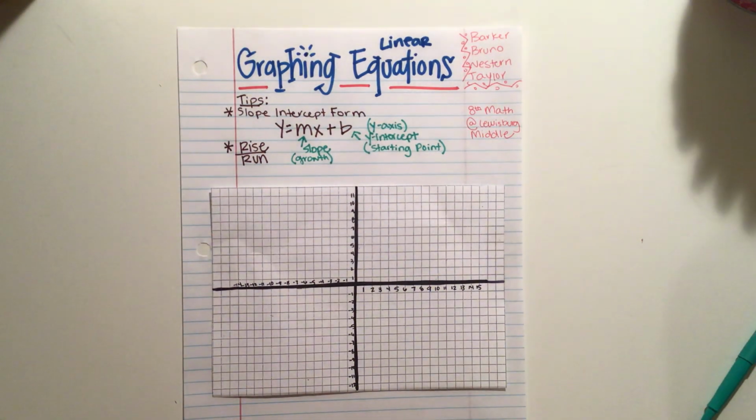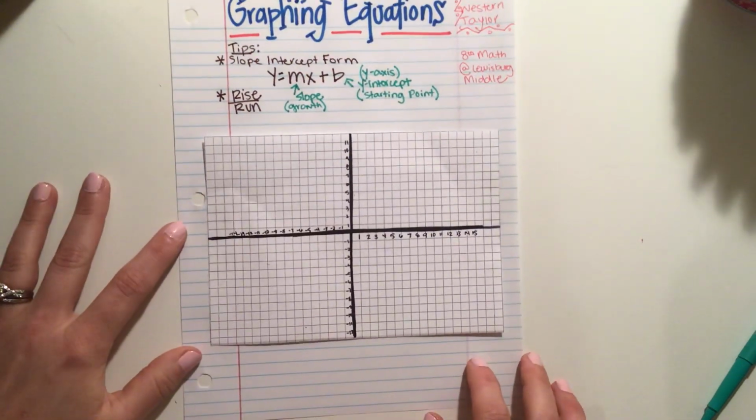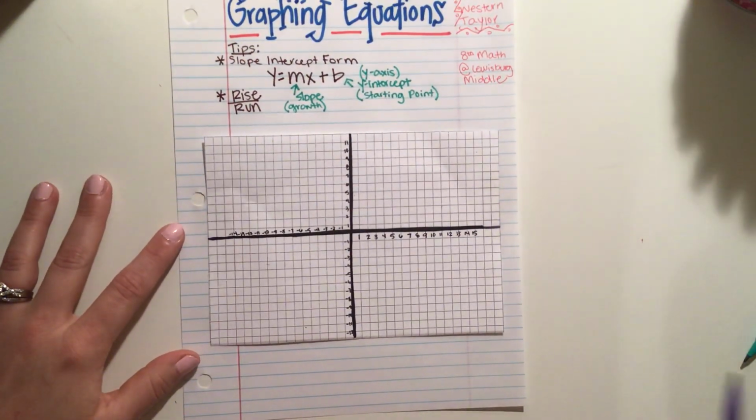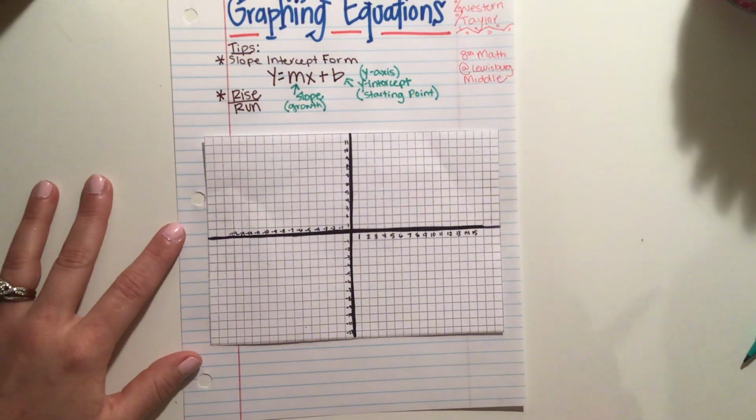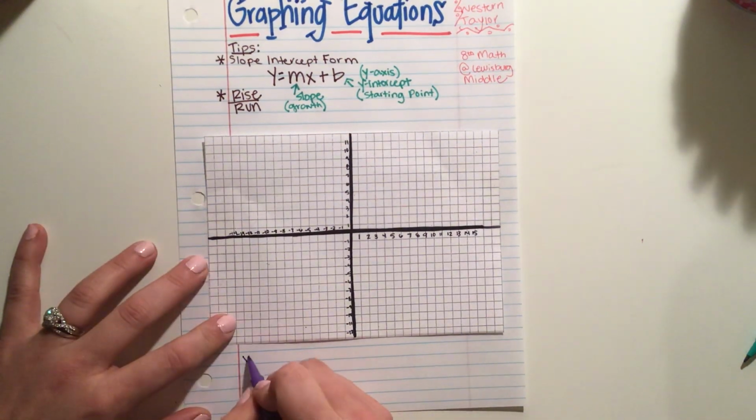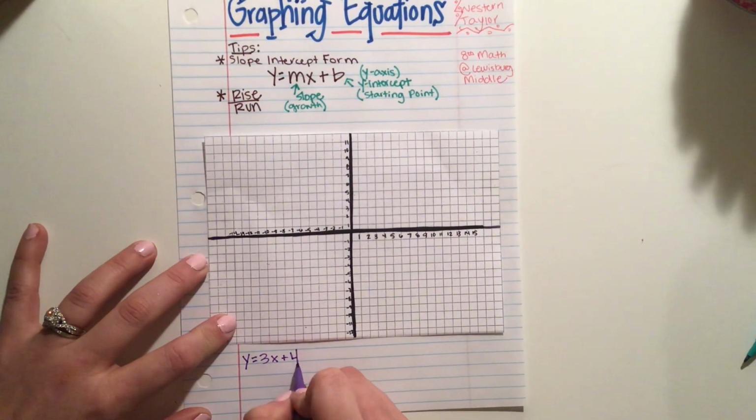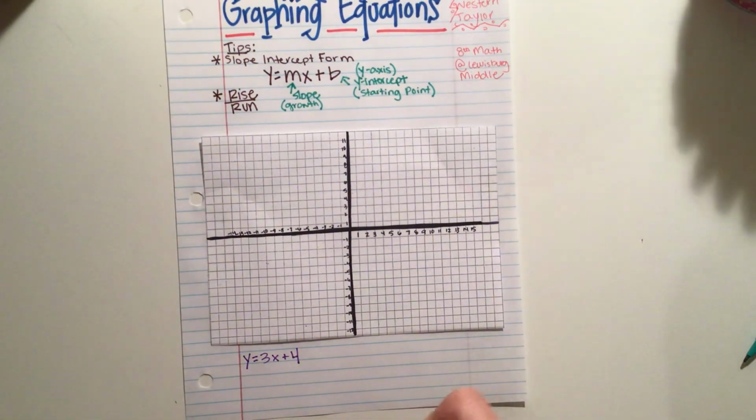And let's graph these. I'm going to be graphing in different colors so that it's visible and you can see everything. The first one that I'm going to start with is just a generic linear equation. So y equals 3x plus 4.